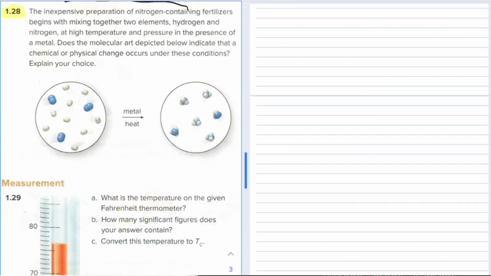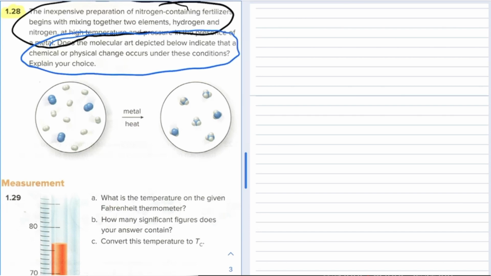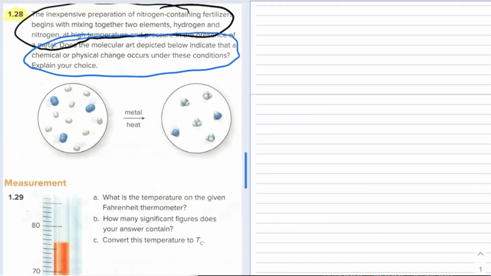Okay, the first part up here is just a little bit of background. The actual question comes right here. Does the art below indicate that the change is chemical or physical? And explain your choice. Now, we discussed chemical and physical changes in the last problem and also in lectures 2 and 3. So for number 28, just a little bit of background.